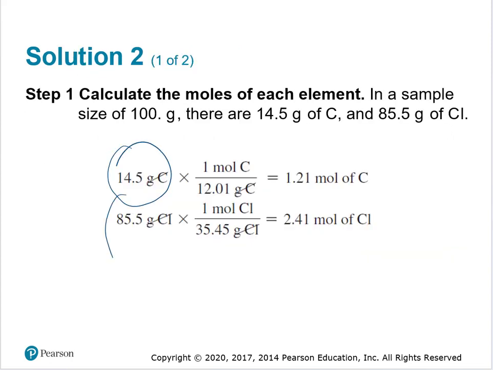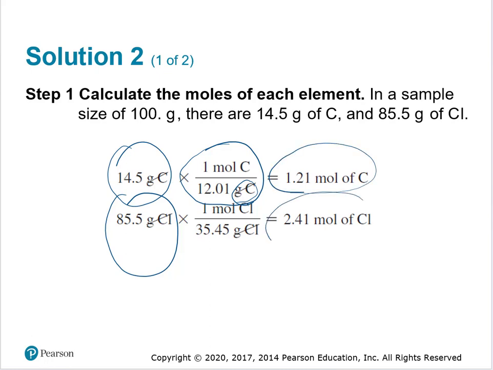And if I start with grams of each of those, we know we can go grams to moles using the molar mass. Make sure that you have the grams on the bottom again because we need the grams to cancel out. Go grams to moles, leaving me with 1.21 moles of carbon and 2.41 moles of chlorine. And just like that last example, I can't write 1.21 and 2.41 for subscripts. I need whole number ratios.